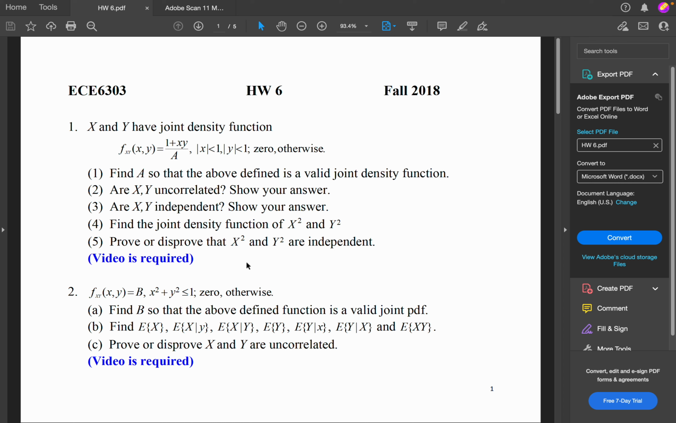In this video, I'll be explaining question 1 of homework 6. We are given that x and y have joint density function, which is given by the following equation, and it's given that this is valid when mod of x is less than 1 and mod of y is less than 1, and it is 0 otherwise. So we need to find a so that the above function is a valid joint density function.